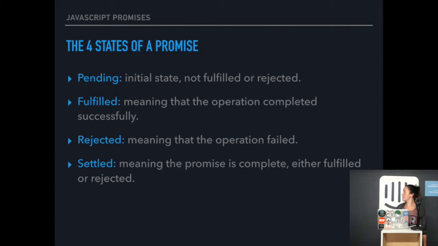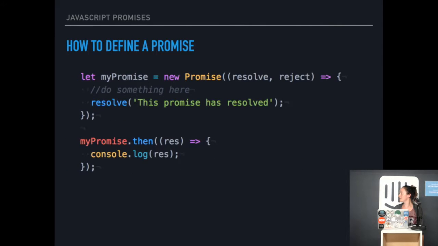There are four states of a promise: pending, fulfilled, rejected. There's also settled, which some people seem to ignore. So pending is before it has started. Fulfilled means it's successful, and rejected means that it's failed.